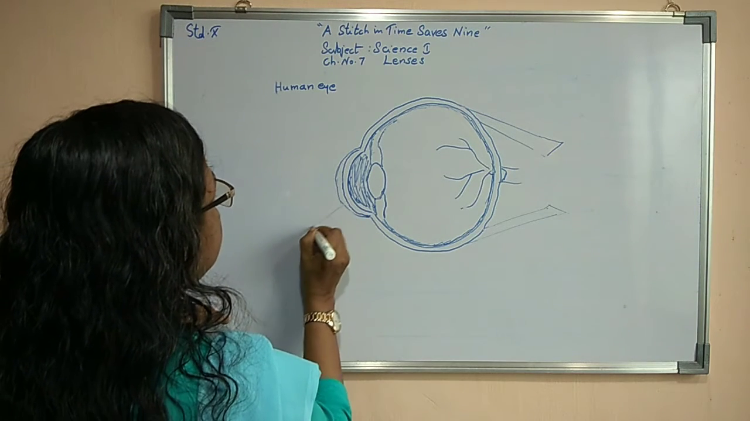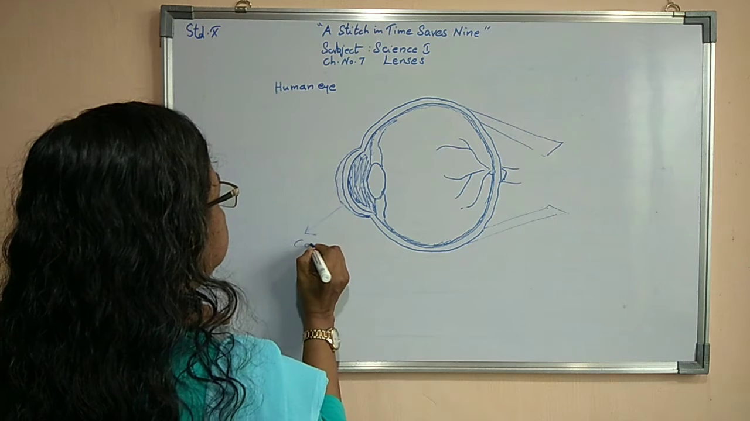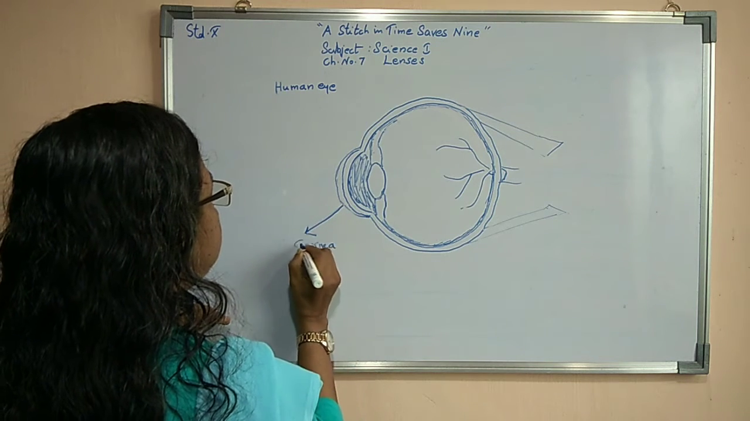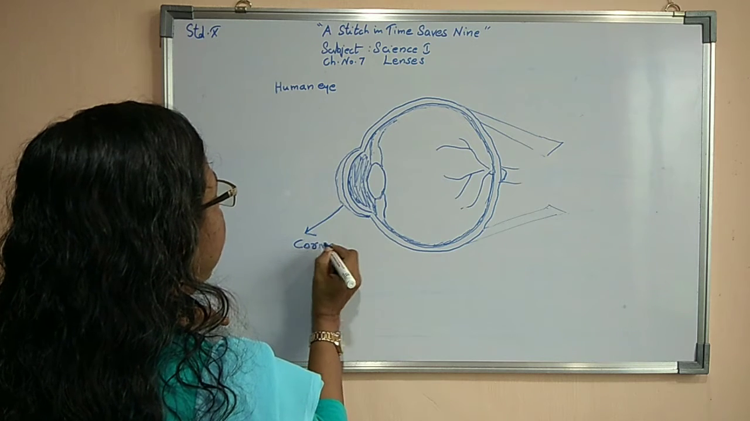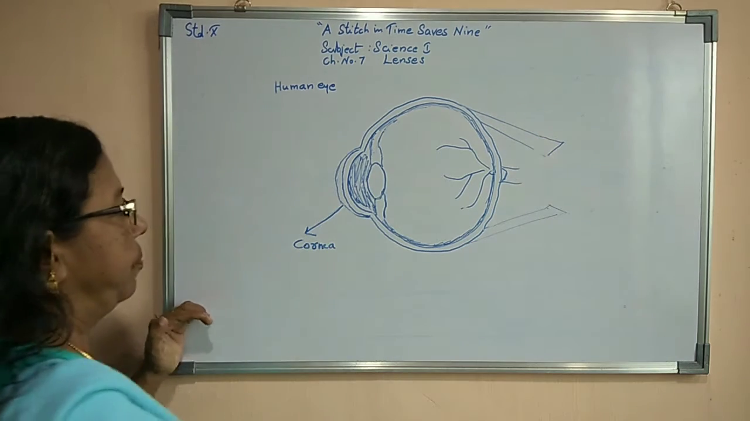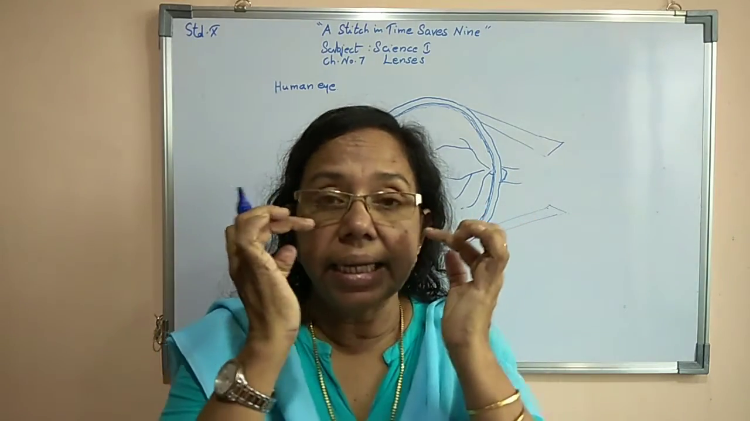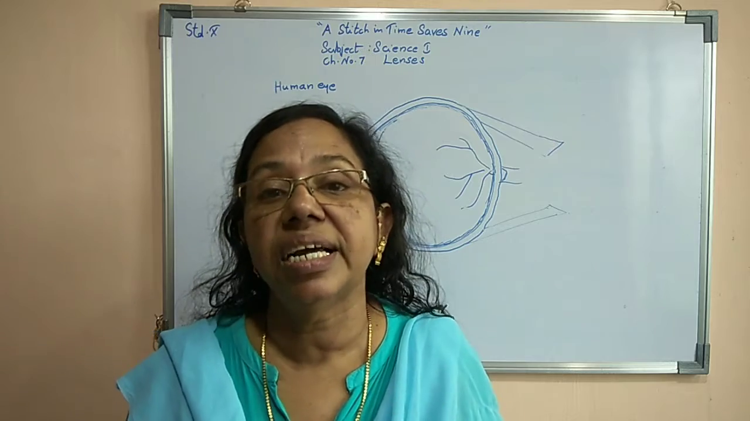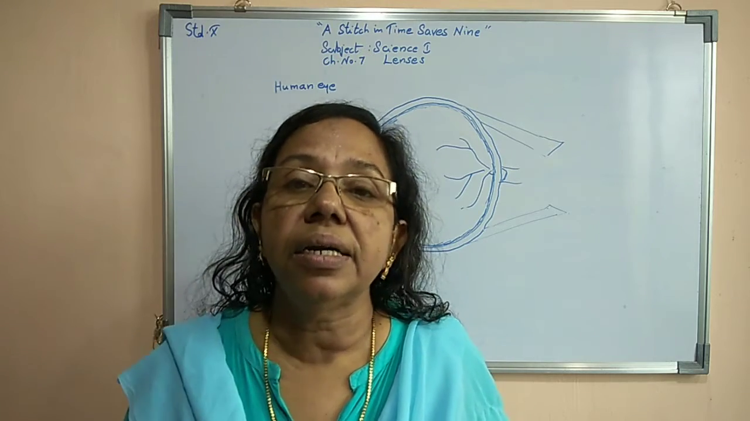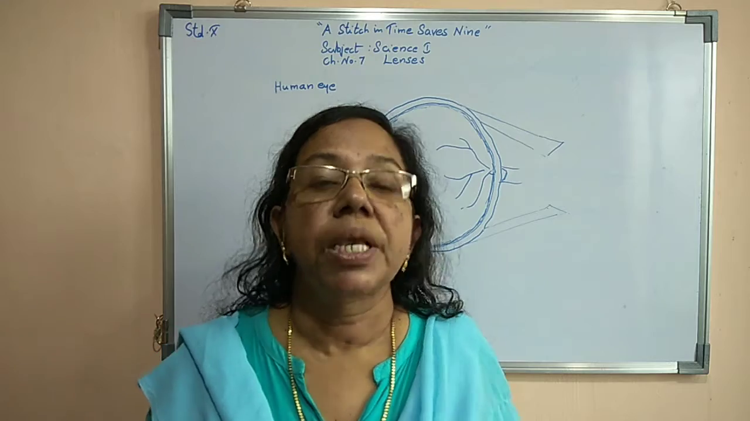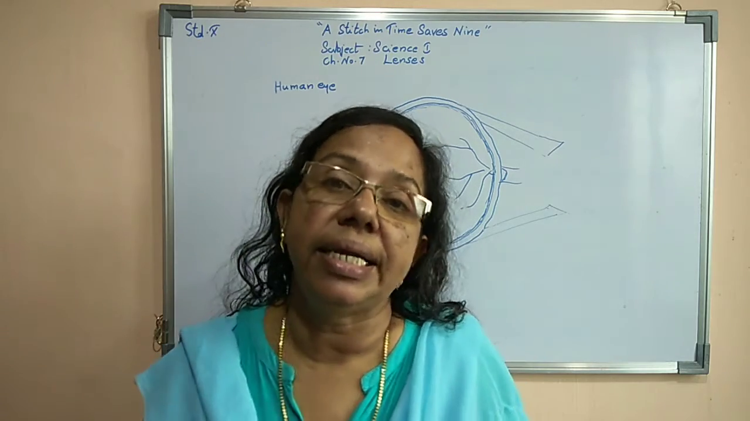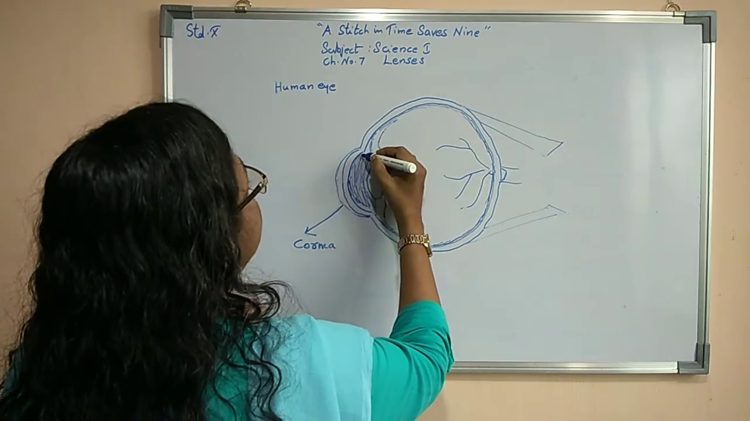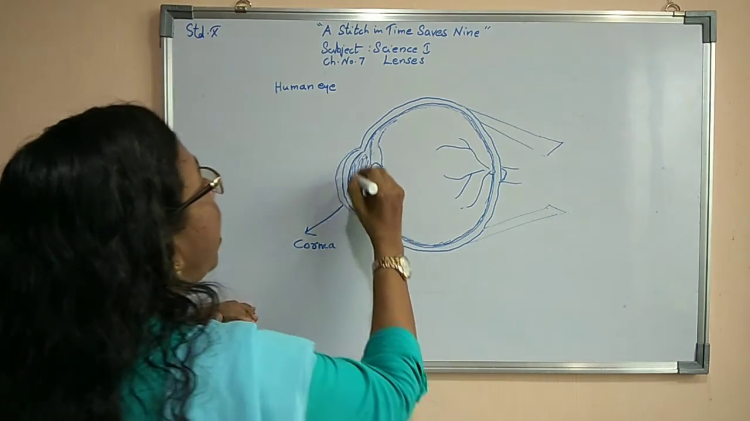This is known as cornea, the transparent outer cover of the human eye. Inside the eye, the outer part is known as the cornea. It is very transparent. Through that, light rays pass into the eye, towards the eye lens.